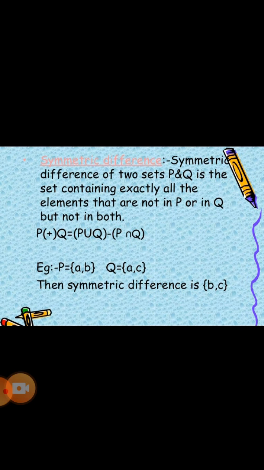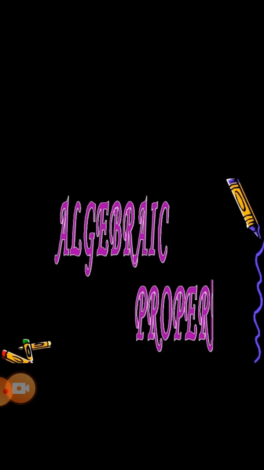Next we discuss symmetric difference. The symmetric difference of two sets P and Q is the set containing exactly all the elements that are in P or in Q, but not in both. Let us see what the symmetric difference is. It is a difference again, but slightly different. To understand it, the best way is to use an example. Here we have an example of symmetric difference of sets.